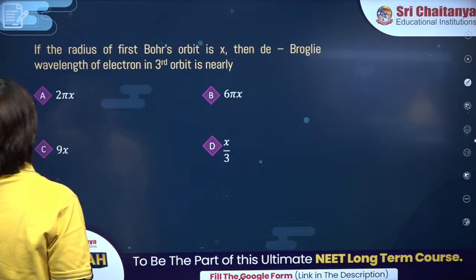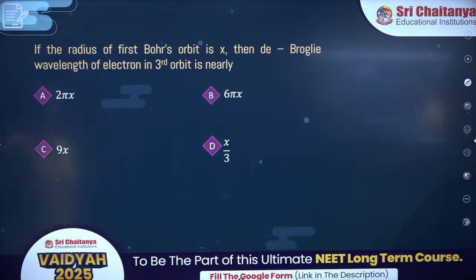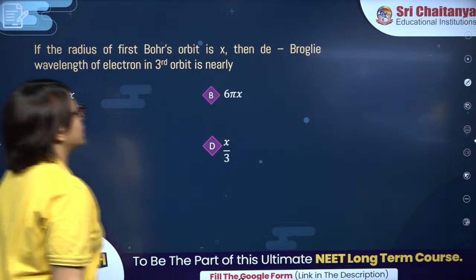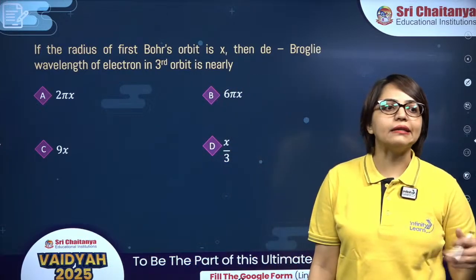Look at this one. This is the question from modern physics again. This is from atoms. If the radius of the first Bohr orbit is x, then de Broglie wavelength of the electron in the third orbit is nearly.